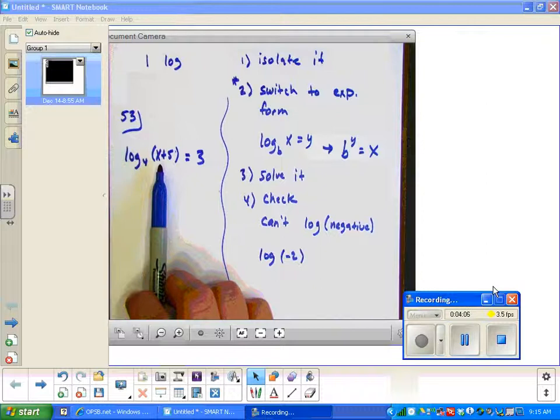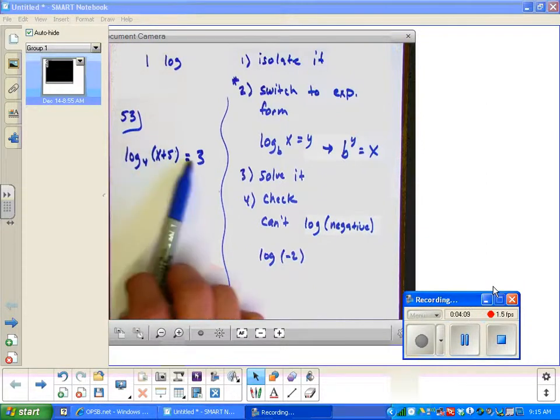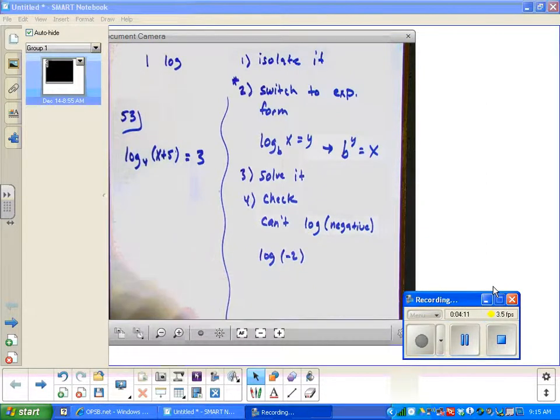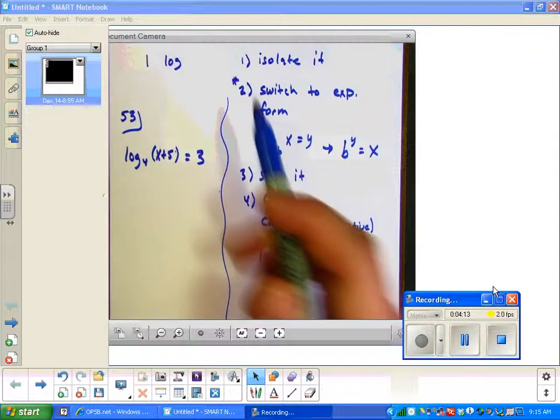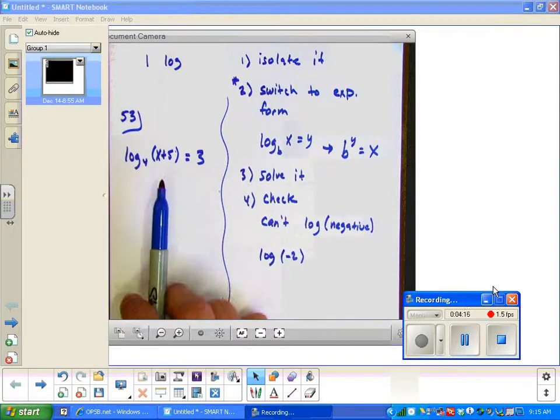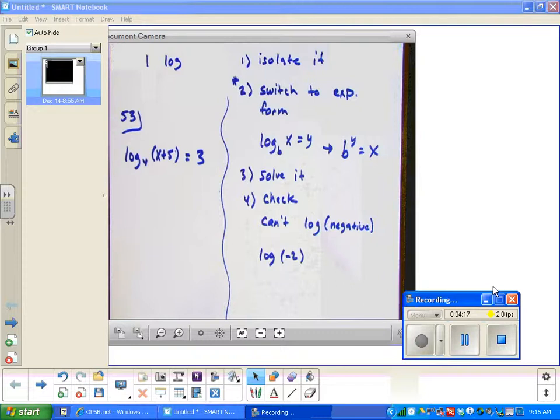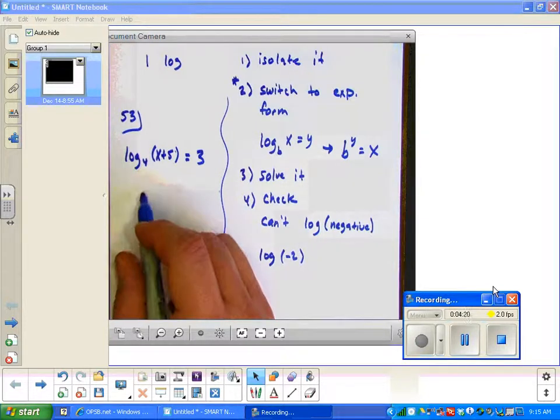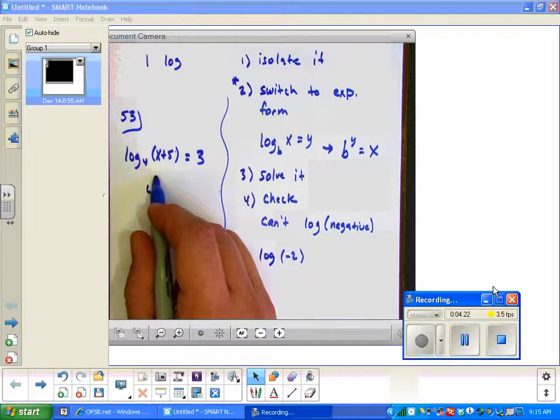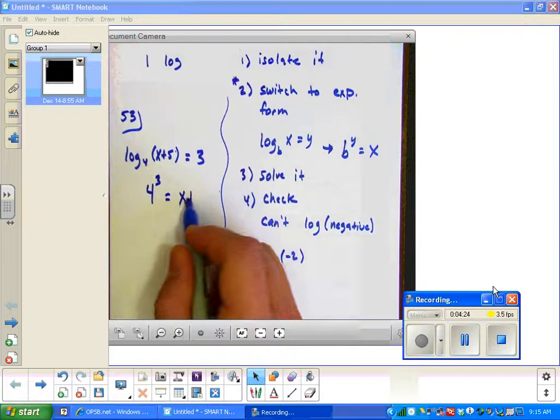If I had a number in the front, I would divide it. I'll come back to that question. Now let's switch it to exponential form. What would the exponential form say? 4 to the third equals x plus 5.